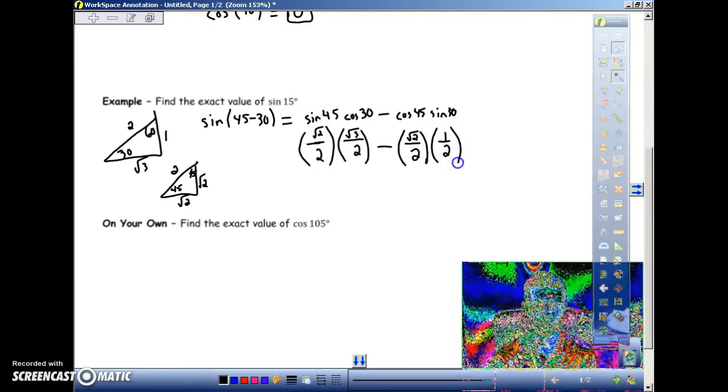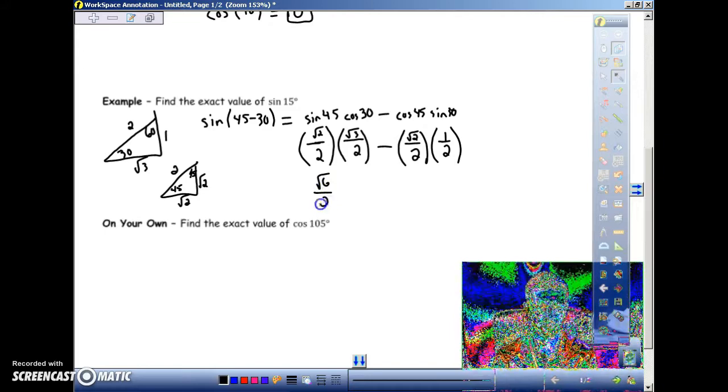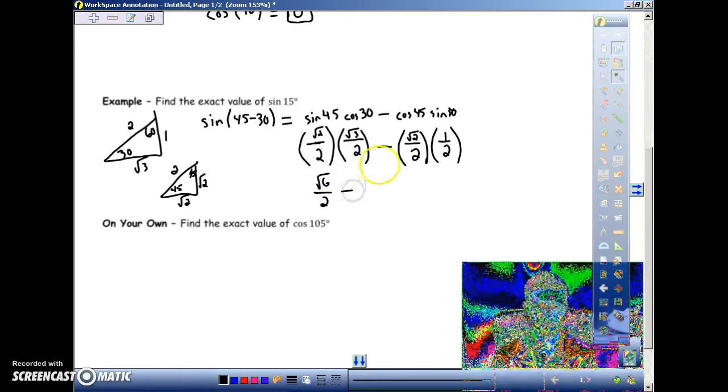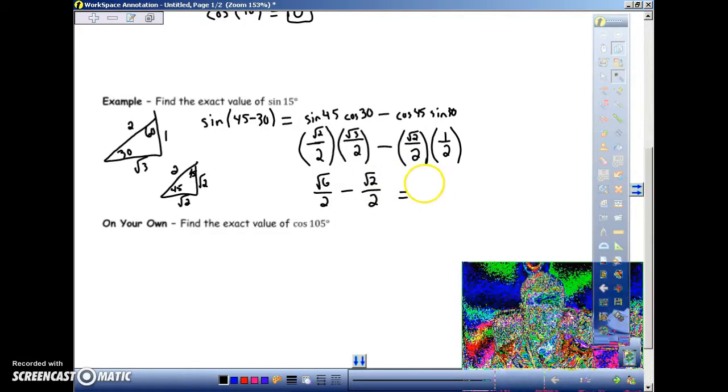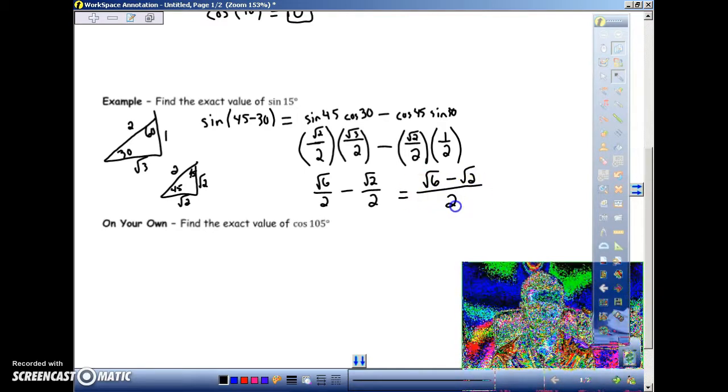And then we're just going to multiply these, and we get square root of 2 times square root of 3 is square root of 6 over 2, minus square root of 2 over 2. And then we can just combine those fractions, and we're not going to actually evaluate here. We're just going to leave this as the square root of 6 minus the square root of 2, and that will all be over 2. That's an exact answer.